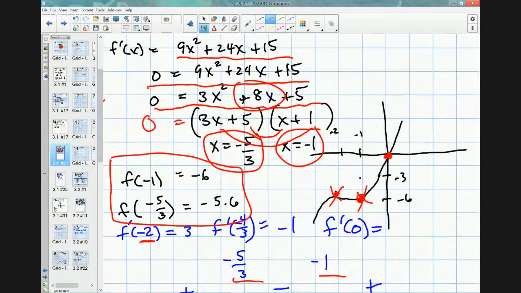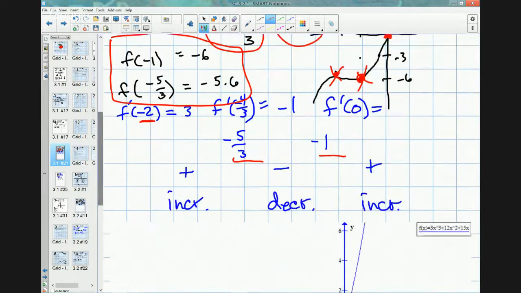There it is. So when you do f prime at -2, if you plug that in, you'll get a 3, which is positive. So what does that tell you? Yeah, it's increasing in that left interval. And then we have what? Between -5/3 and -1, for that one I picked -4/3. And when I plugged that in, I got a negative. So now I knew it must be decreasing in there.